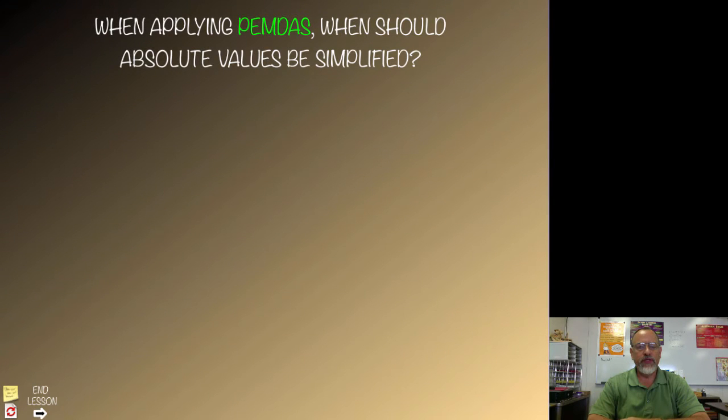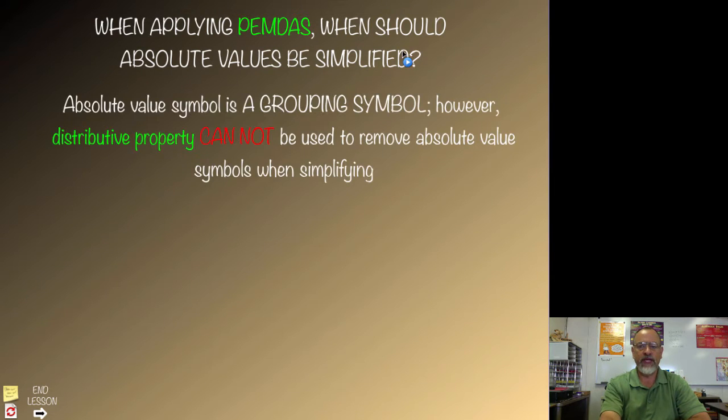Algebra Chapter 2, Lessons 1 and 2, and we want to wrap up our look at absolute values in this lesson by looking at, in an algebraic expression then, where do we simplify the absolute value? What part of PEMDAS or order of operations is that? And so let's take a look at that.